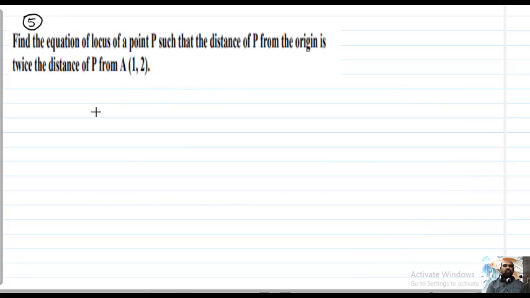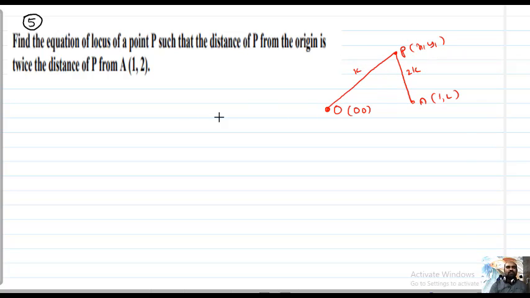Okay, our next problem: find the equation of locus of point P such that the distance of P from the origin is twice the distance from P to the point A (1, 2). So origin whose coordinates are (0, 0). This A is (1, 2). Variable point is say (x1, y1). P is moving such that the distance from origin to P is twice the distance from P to the point A. Okay, this is K, this is 2K, in such a way that P is moving.